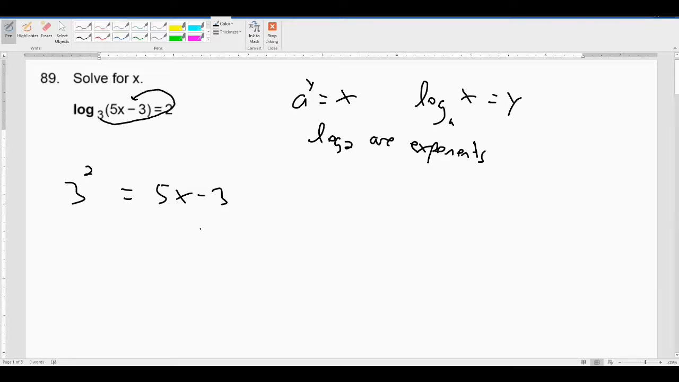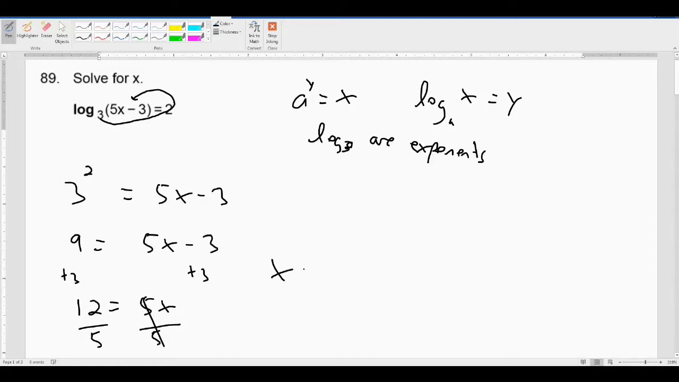And so now this is the equation we're going to solve. The log is gone. So 3 squared is 9. Add 3 to both sides. We get 12 equals 5x. Divide both sides by 5. We get our answer. 12 over 5, also known as 2.4. But 12 over 5 is probably the preferred answer.